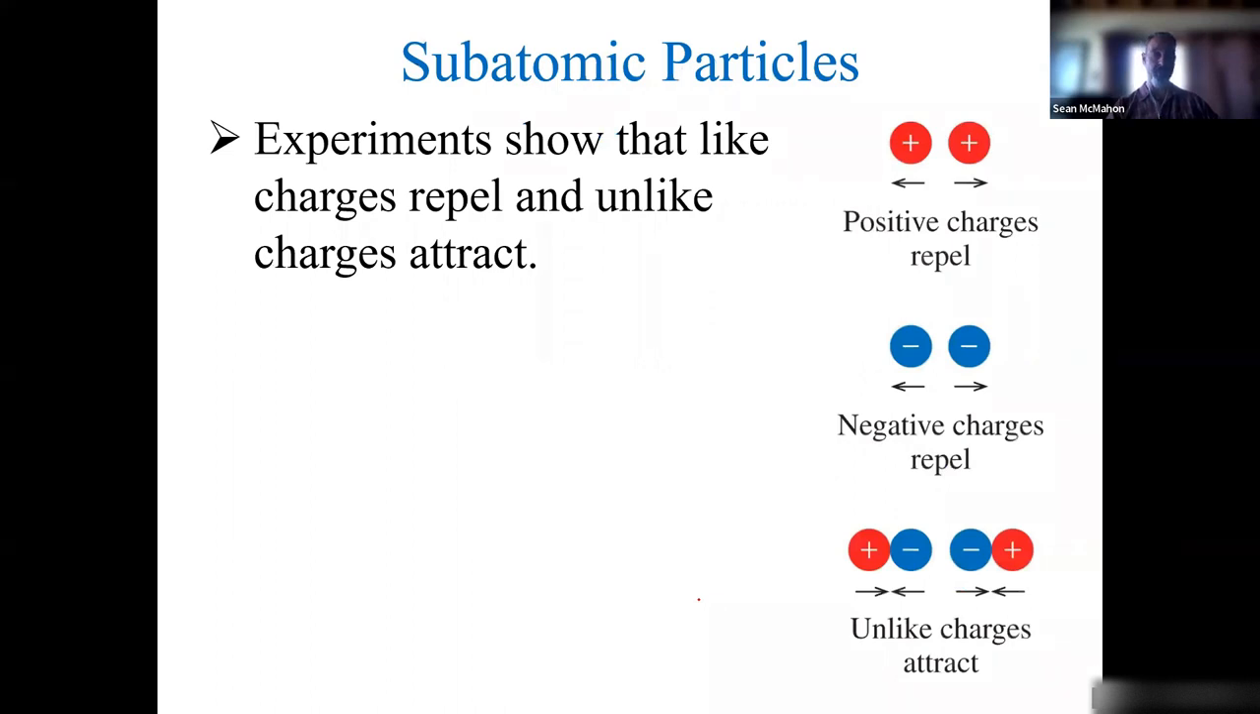So with subatomic particles, what we know is that if the charges are similar, they're going to repel each other. If they're unlike, they're going to attract each other. So you can think of it as, opposites attract, right? If I have two positive charges, they're going to repel. Two negative, they're going to repel. But if I have a positive and negative, they're going to be attracted to each other.